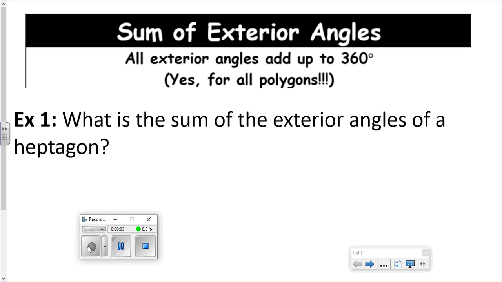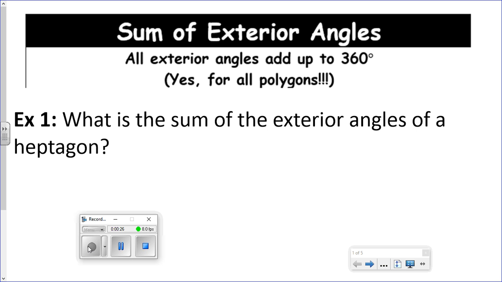Okay, so when we talk about the sum of the exterior angles, we know from the little exercise that we did that all exterior angles add up to 360 degrees. And that's for any polygon. So not each angle on the exterior is 360, but if you add them all up, they add up to 360. So sometimes you're going to see questions just as simple as this one.